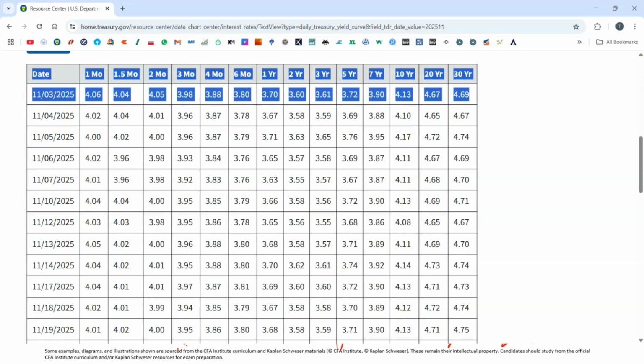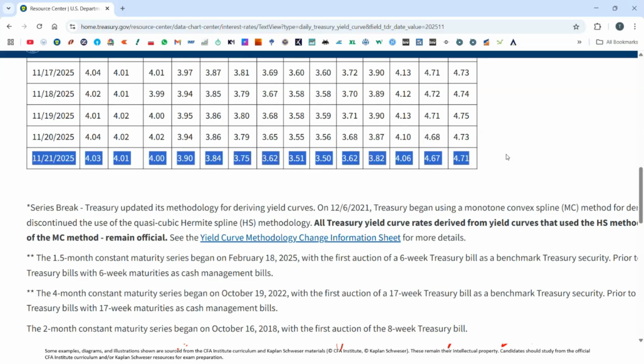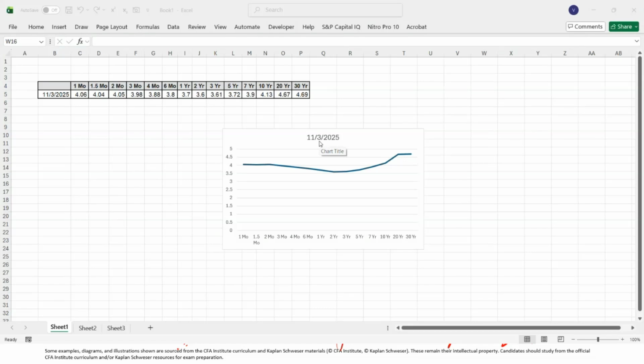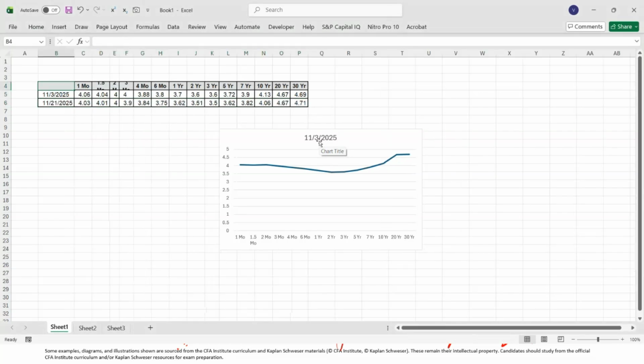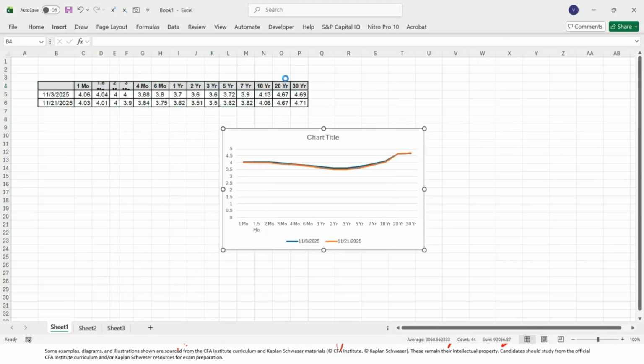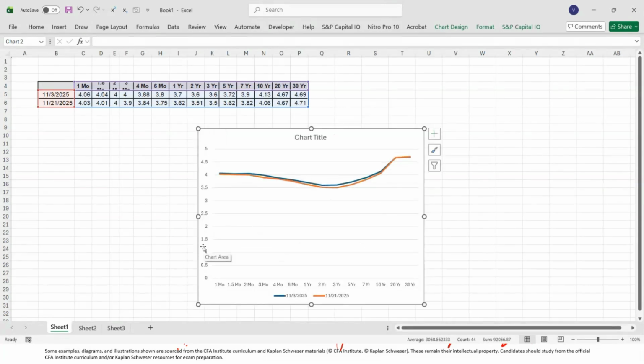If for that matter, if you want to look at how the yields are on 11/21, the last data available with us, and just for comparison purposes, if we put that data here and model both of them, this will simply showcase how the yield curve has moved between these two dates. And if you see, there is not a lot of movement. There's a marginal movement on the yield curve.